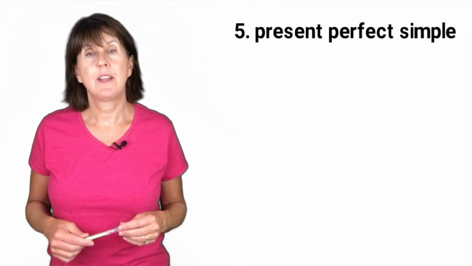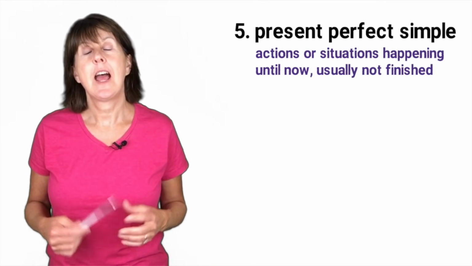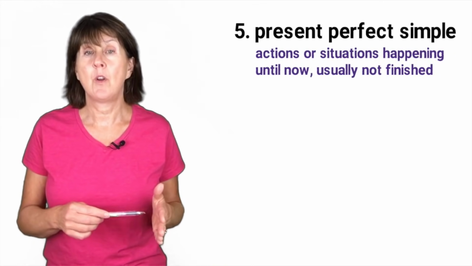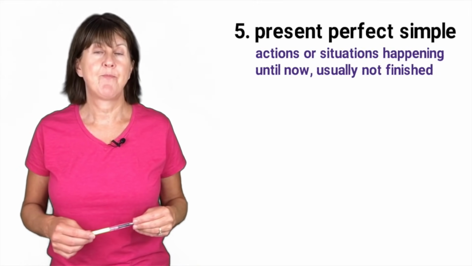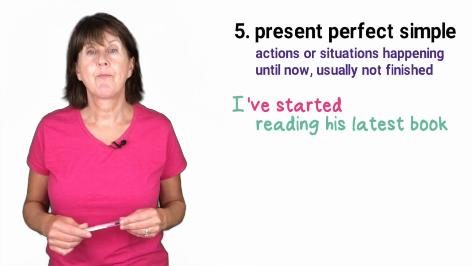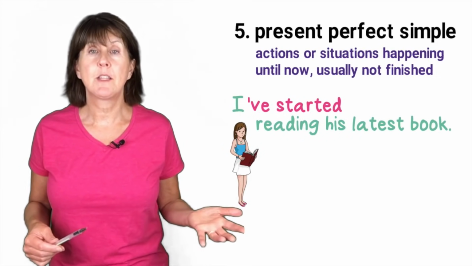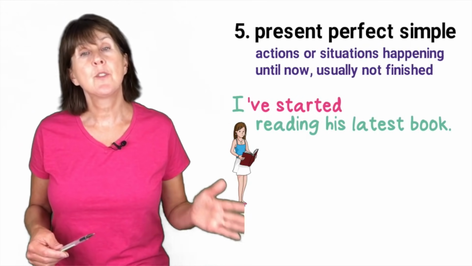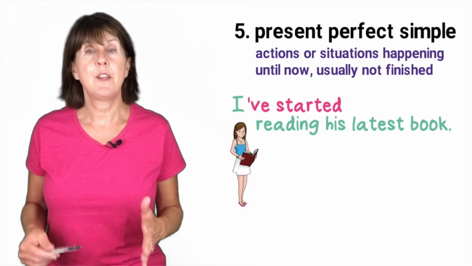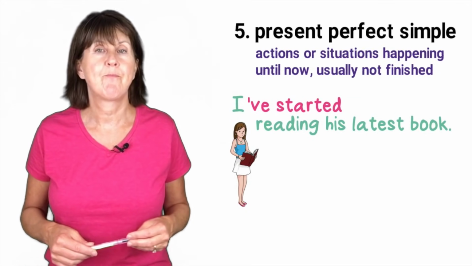Let's now look at the present perfect simple. The present perfect is used for actions or situations happening until now, usually not finished. For instance, I've started reading his latest book. This implies that you've started reading the book at some unspecified time in the past, and you're still reading it now, and you haven't finished reading it, and you will continue reading it in the future.